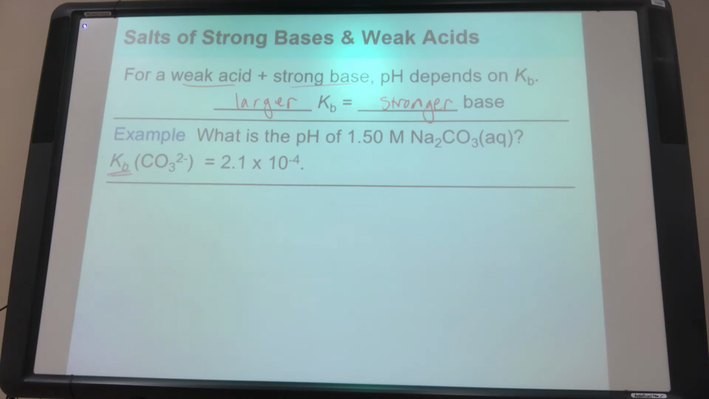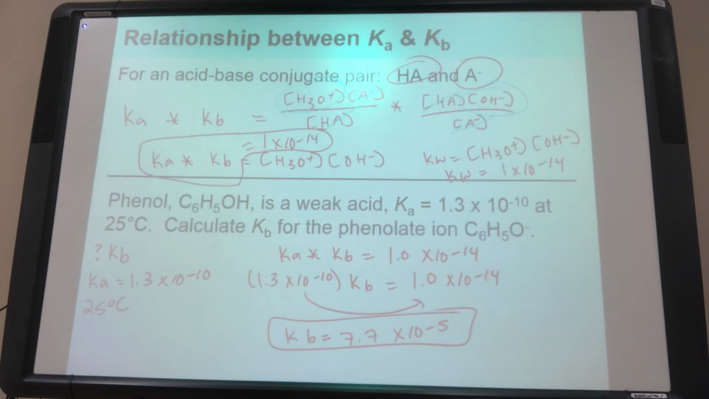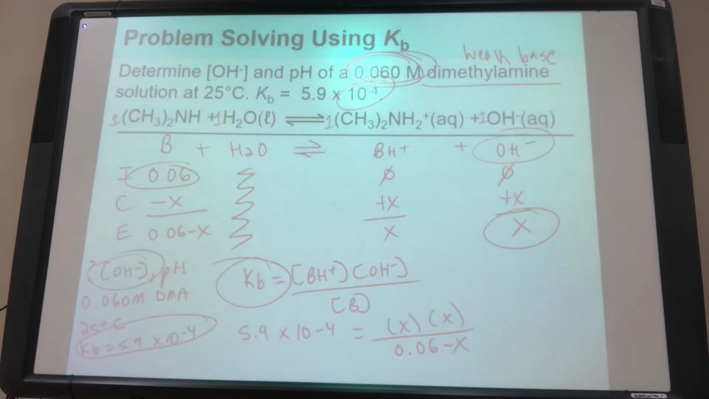Now if they give me Kb, I should be thinking I'm in the basic realm. Well then how do I know that this is a salt? Here's your hint. They give you this guy in parentheses. Let's look at our other problems that we've done, like this one. When they gave me the Kb right here, did I have anything in parentheses? No. This was telling me that the Kb is just for a straight up base, which is for this guy.